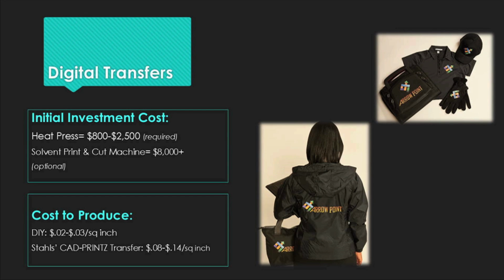We're looking at both the initial investment cost, which, as I mentioned with the film transfers, you can order digital transfers from a transfer supplier like Stahls. If you go this route, you're looking at about $800 to $2,500 in investment for your heat press. Then you can just order your transfers whenever you have an order for a logo, and the transfer cost would depend on your image. Under cost to produce, you see a part where it says Stahls CAD print transfer. This would be the cost to order a transfer from Stahls, and it's priced by square inch of design, so 0.08 and 0.14 cents per square inch.